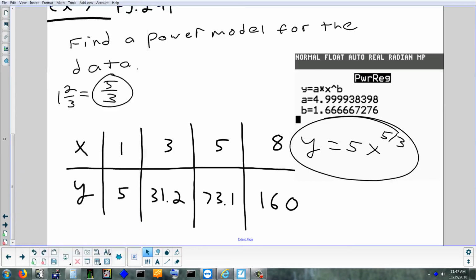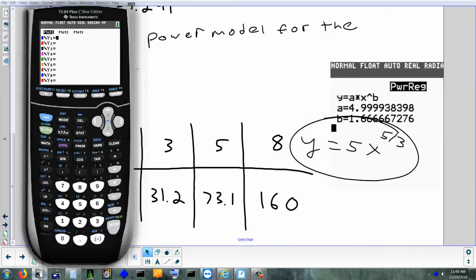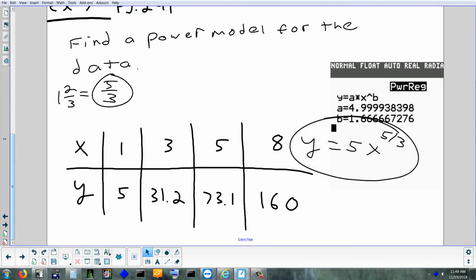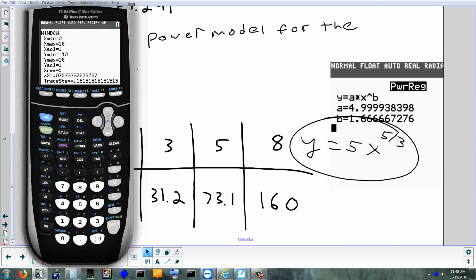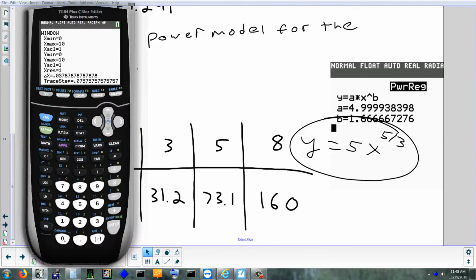Now, let's just move this over a little bit. What's my highest x value in that list? 8. So I'm going to go to 10 on my x max. That's fine. What's my lowest x value? 1. So I'm going to set my x min at 0. All right. What's my highest y value? 160, and my lowest is 5. So I would say for a low, you could go 0. For a high, 180 is probably fine.